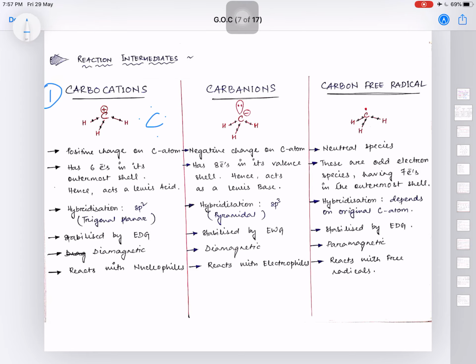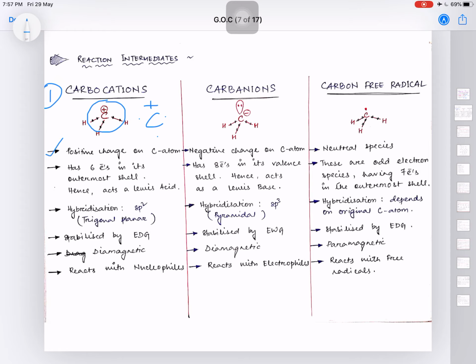Carbon has 4 electrons. So 1 electron will be less, that's why it will have a plus charge. There will be 3 electrons remaining with carbon, and those 3 electrons it will use with 3 hydrogen atoms to form 3 bonds. As a result, you see this carbon in its valence shell has 6 electrons. So for cations you just remember these properties.